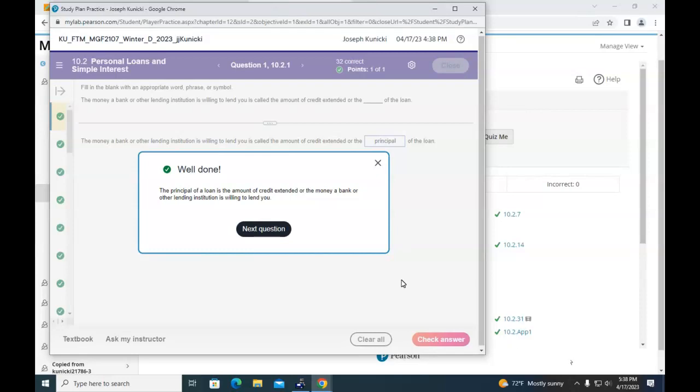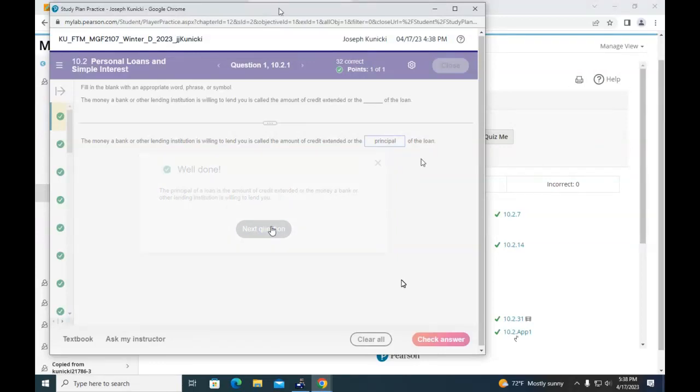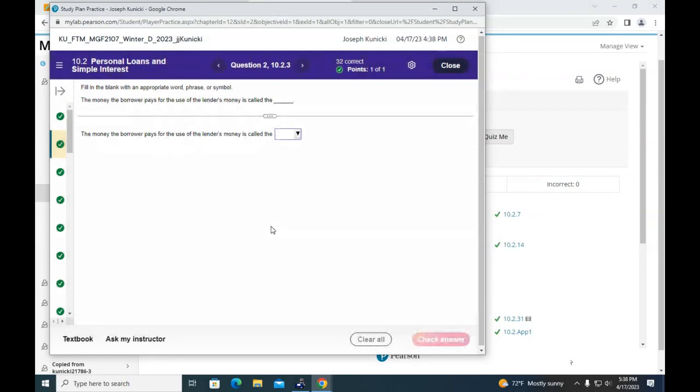We'll add some more. There's some more that you see on there. N's the only one that I didn't mention. N is the number of compoundings, but we won't do that till tomorrow. Let's see. The money the borrower pays for the use of the lender's money is called the interest or finance charge. Number 5, when using the simple interest formula, time is expressed in the same period as the rate, same time period.